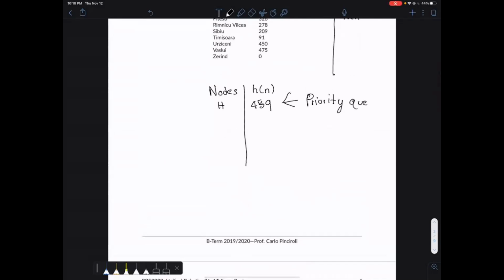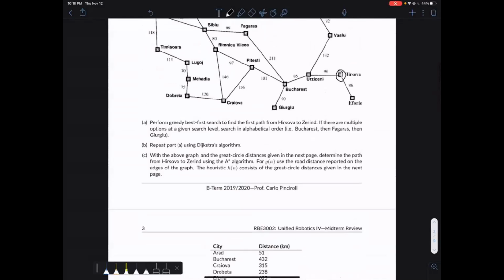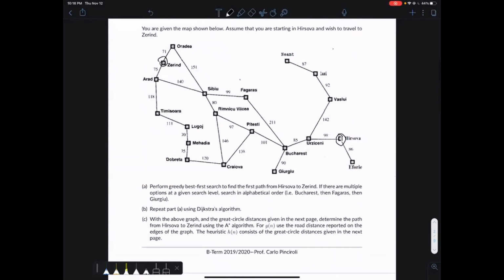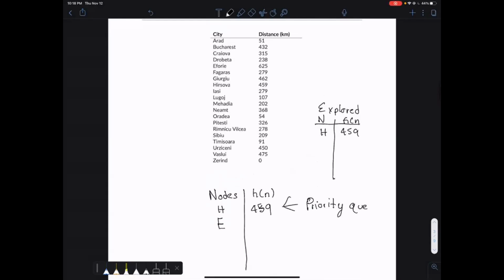Our next step in the algorithm is we pop the first item off the queue. So that means we take h out and we put it into our explored list. So h goes here, their cost is 459. And then we add in h's two neighbors into the list. So our two neighbors are going to be E40. So we're going to call that node E. And E40 has a cost of 625.